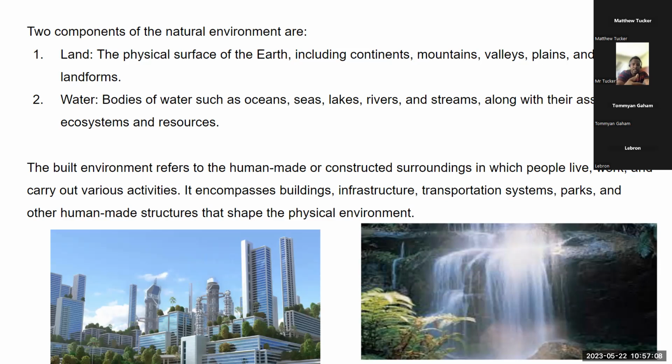So natural environment again: land, water bodies such as oceans, lakes, rivers, streams, and the land, mountain, valley, plain. All right. And then the next question they normally ask is right here, the built environment. The opposite of the natural environment is the built environment, made by the people for the people. Built environment again, made by the people. And in the built environment, you have houses, cars.